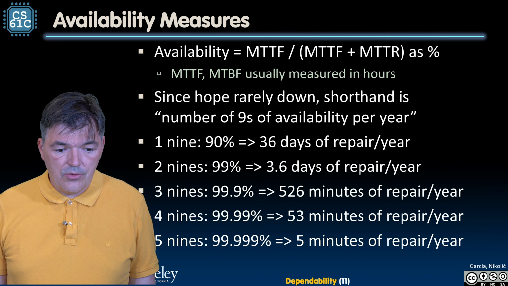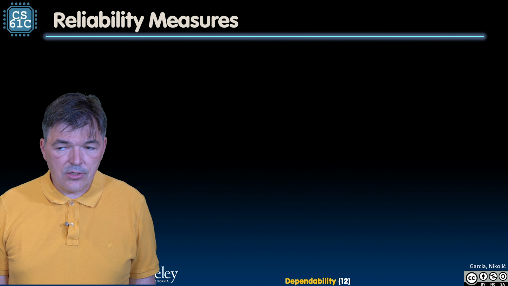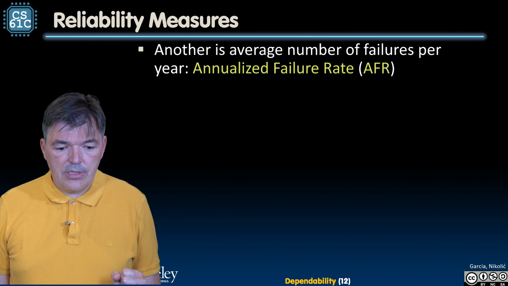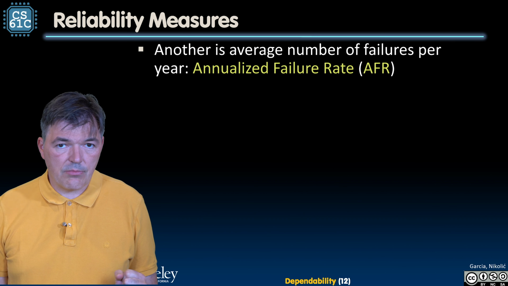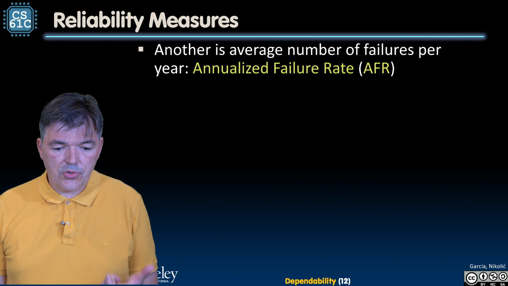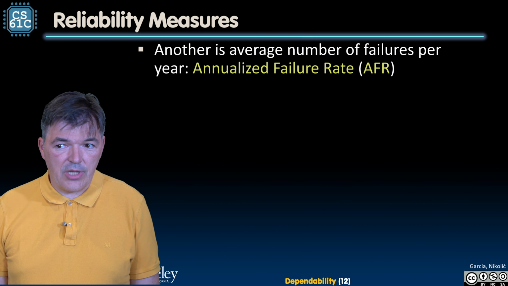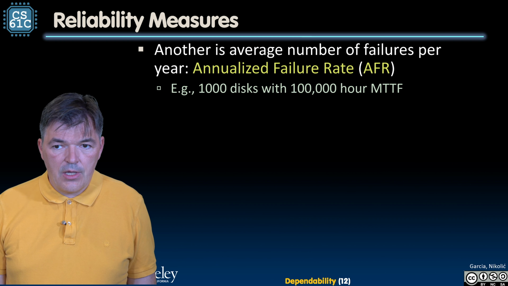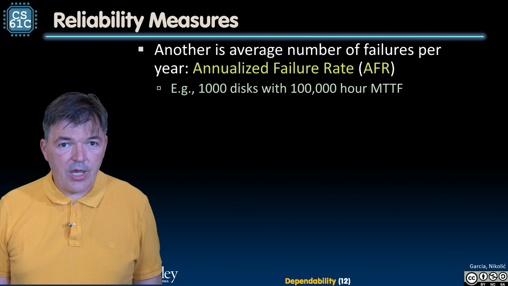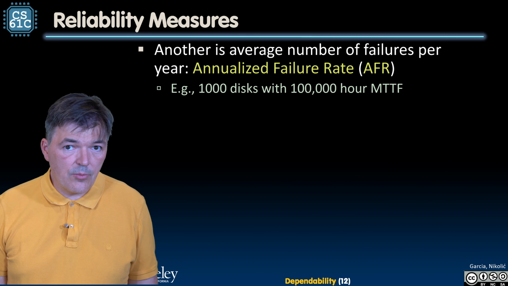Okay, so that's about availability measures. Let's talk about reliability measures. Generally, how we like to measure this reliability differently is through annualized failure rate, or AFR. So, how many failures do we have in a system that has many components per year?